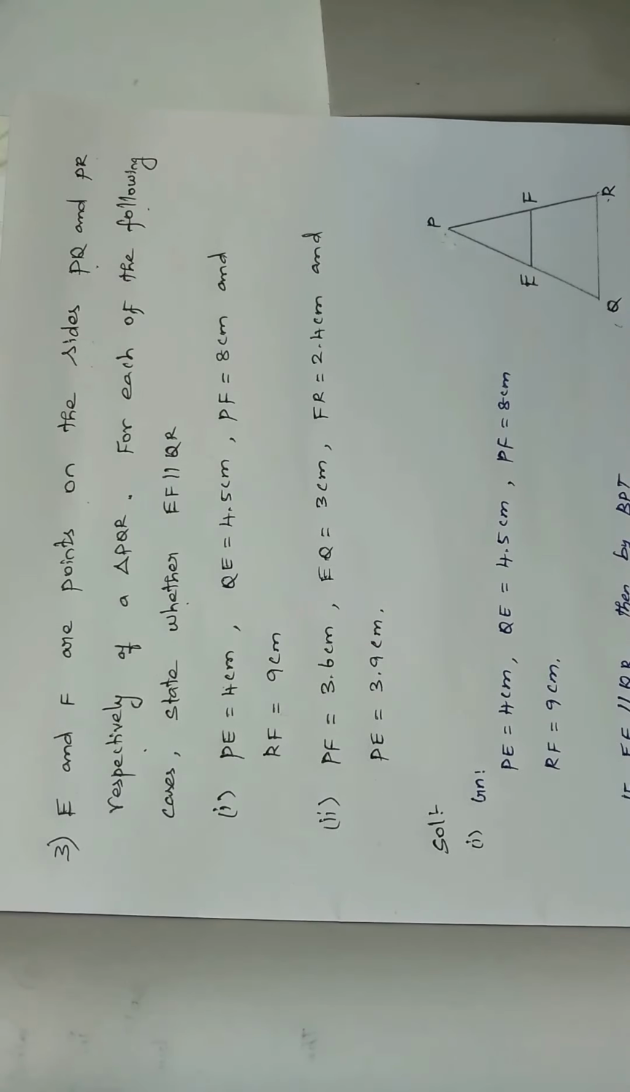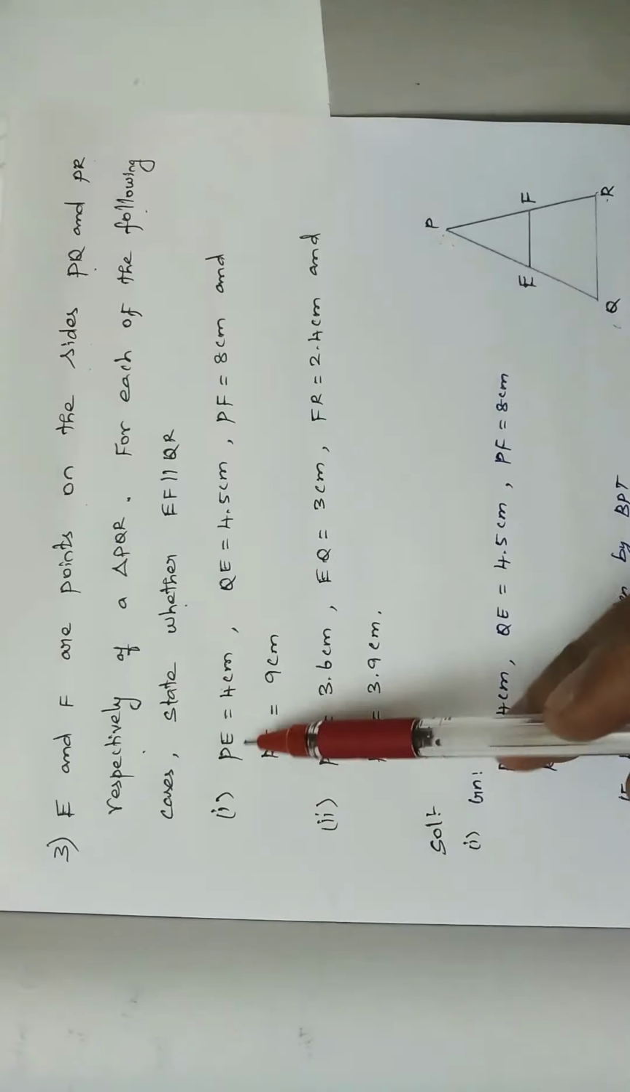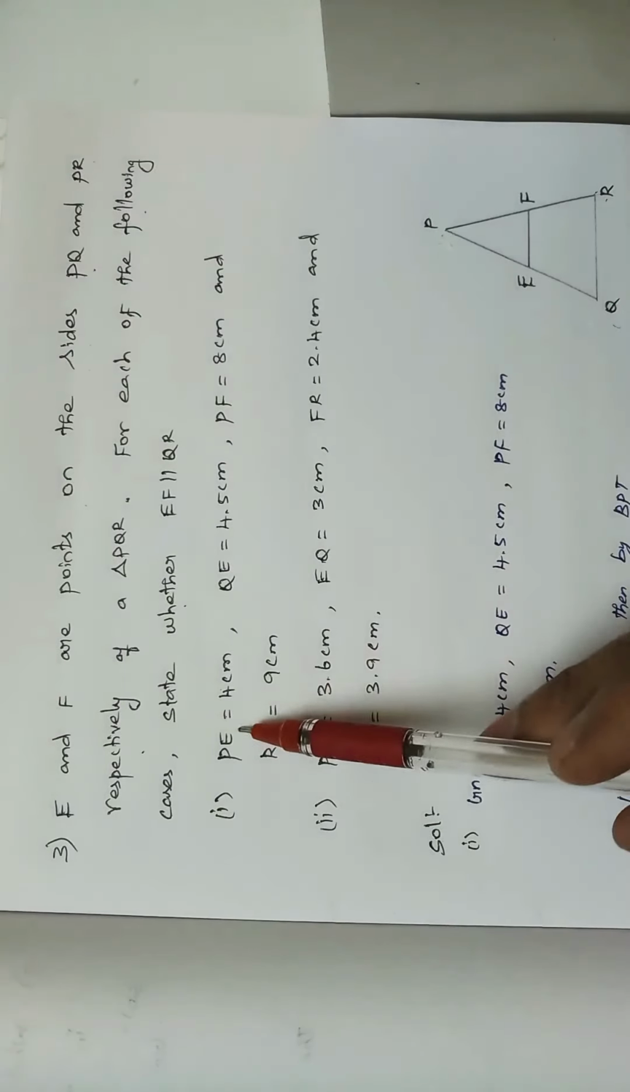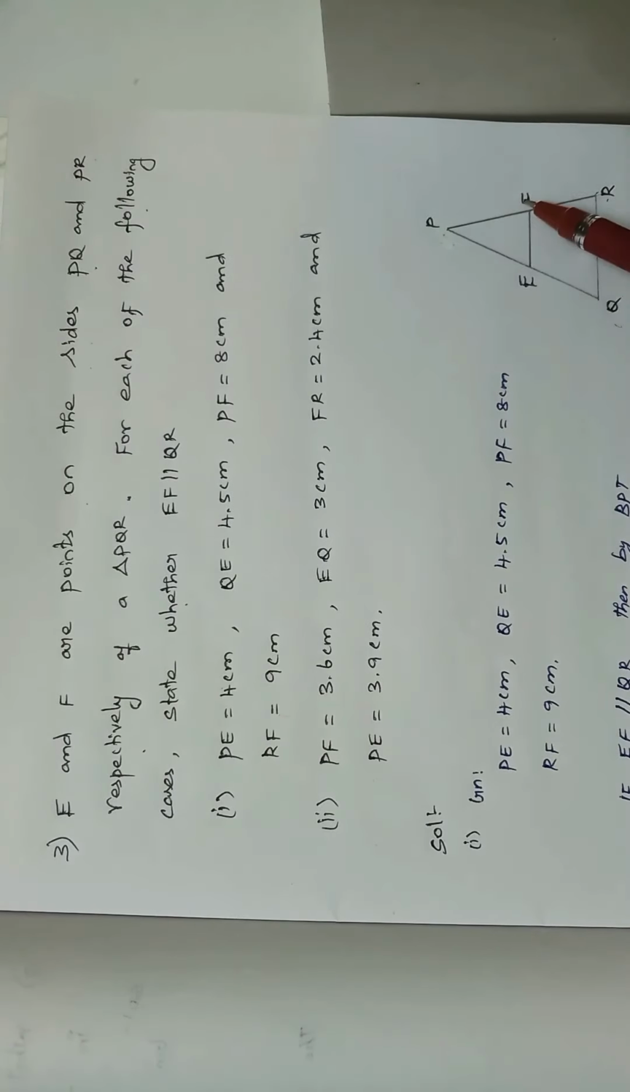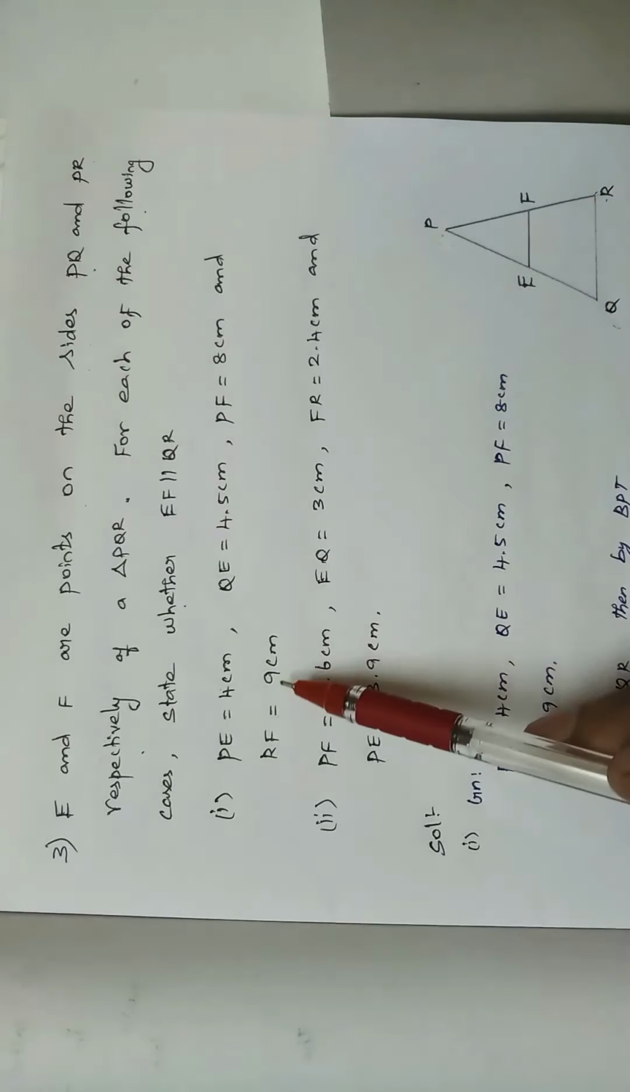If the two lines are parallel, when will they be parallel? When the corresponding ratios are equal, right? When the corresponding ratios are equal. They have given the values: PE is equal to 4 cm, EQ is equal to 4.5 cm, PF is equal to 8 cm, and FR is nothing but 9 cm, right?